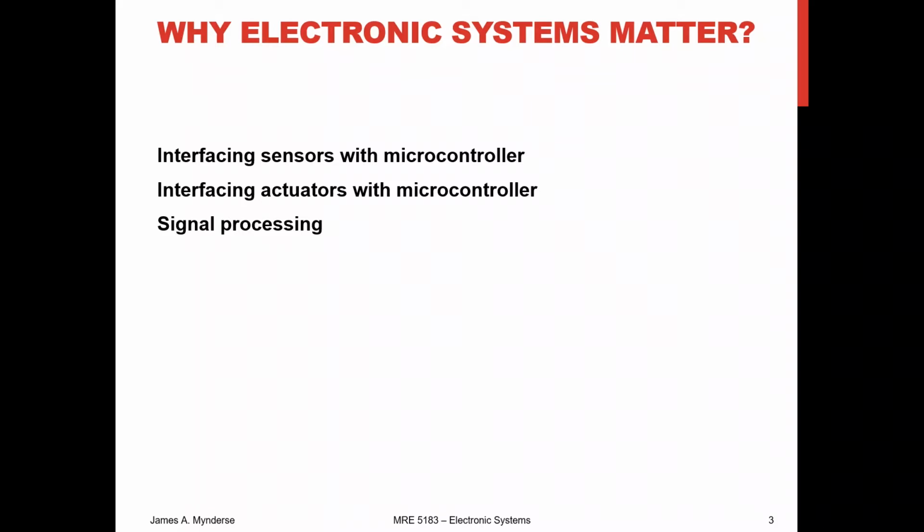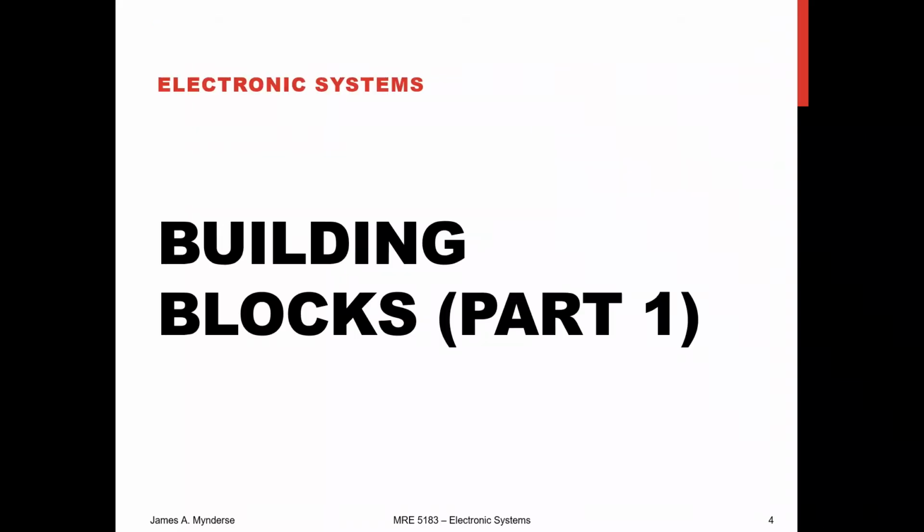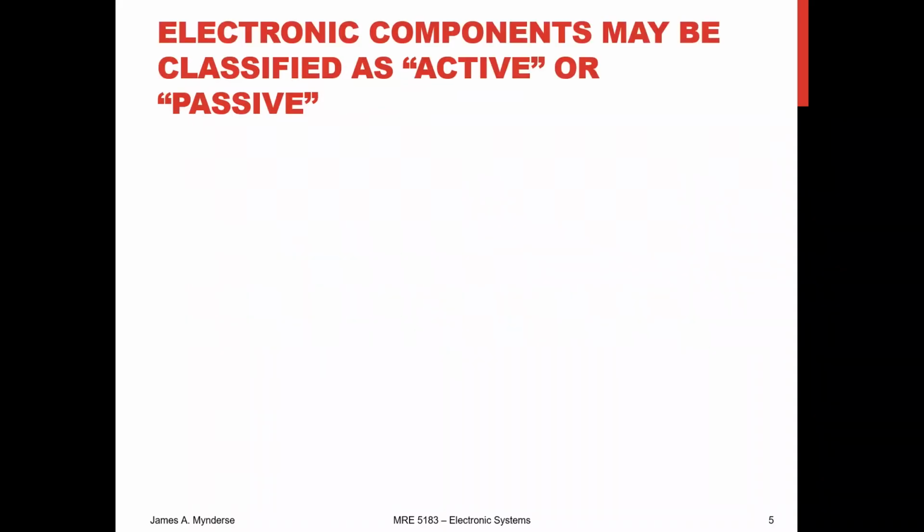Okay, so that's kind of why we're doing this in terms of my perspective, and I'm sure you can add to it in terms of your own perspective. So we're going to think about the building blocks of our electronic systems, and we're going to start with passive building blocks, and then we'll move to active building blocks. So let's start with passive.